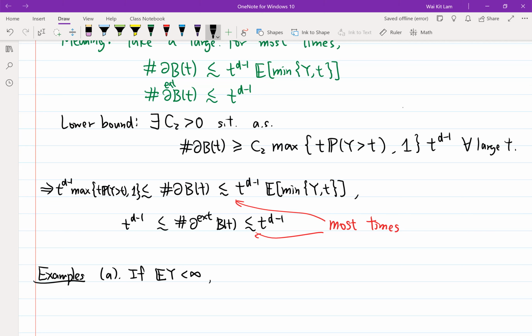And for the lower bound here, when this mean is finite, by Markov, the probability is bounded above by this mean divided by t. And so this term here is bounded above by the mean. Okay. So the max here will be just a constant again. So the lower bound is also t to the d minus 1.